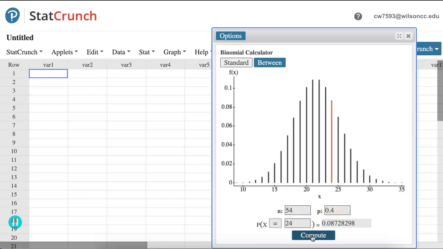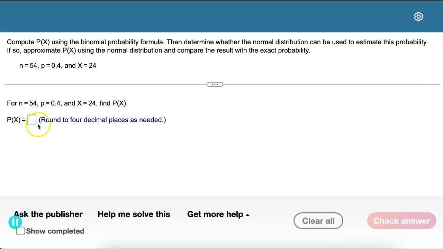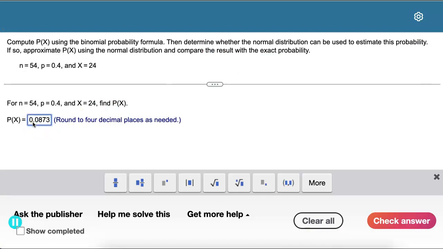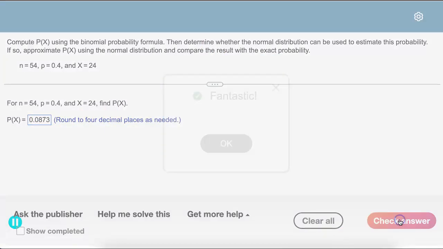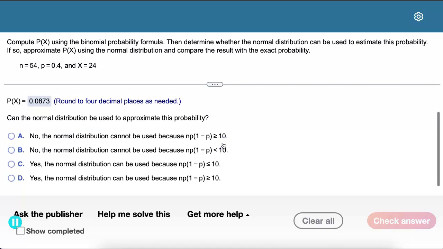And when we compute, we've got our nice binomial probability distribution here, and we have that value below. Rounded, let's see, we're going to have to round up, so let me copy that, paste it, and round up that last digit, and OK.